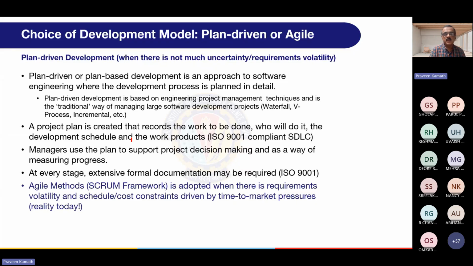Agile methods, the Scrum framework, are adopted when there is requirement volatility and schedule and cost constraints driven by time to market pressures, which is a reality today. So depending on the situation of the process involved in your product development, you can adopt the required measures so that you don't land up overspending or the project completely going out of control.